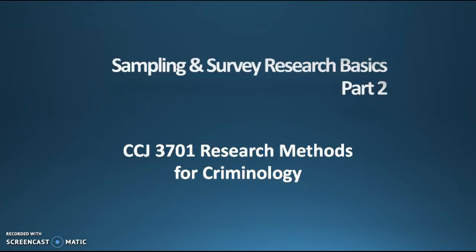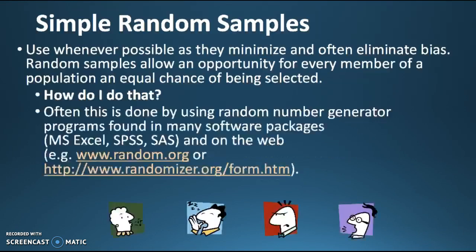So we're going to continue with Sampling and Survey Research Basics Part 2. I think we left off about here, simple random samples. Use these whenever possible because they minimize and often eliminate bias. Simple random samples we sometimes call SRSs. These are the gold standard of surveys.